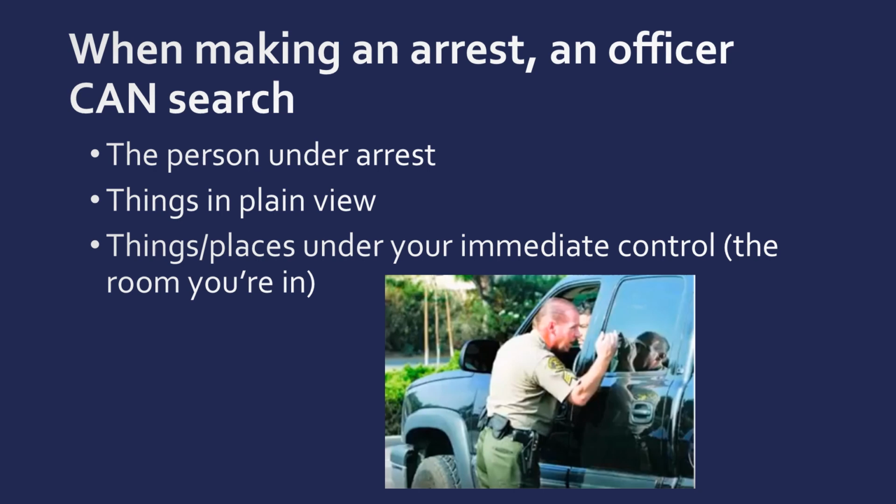They can also search things in plain view, so what the officer can see. So if he's arresting you in your living room, front of your house, if he can see it, he's allowed to search it. The next one is things, places under your immediate control, including the room that you're in. If he can see it on the seat in your car, it's in plain view, he can search it. If it's something that you could grab, something that you're close to, if it's in that same room as you, again, the officer is allowed to search it.